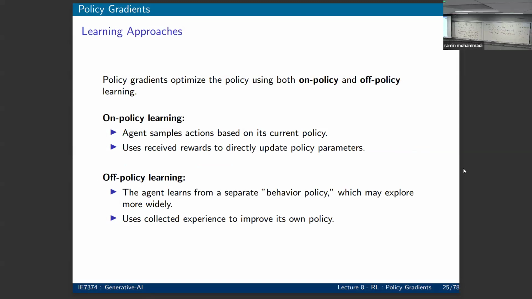Here it becomes a bit more tricky, but the idea is that for on-policy, the agent only takes actions based on the policy. That's what on-policy means. It takes an action, gets some rewards, and uses those rewards to update the parameters. However, we have off-policy learning. There is another policy, a behavior policy, as you call it, another model that we use for exploration.